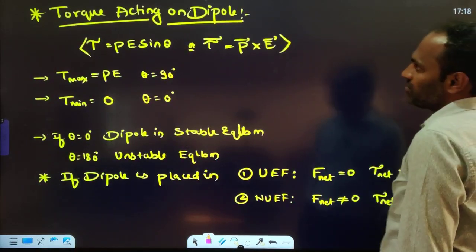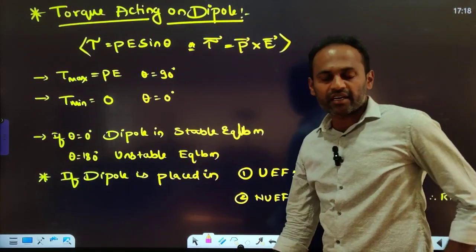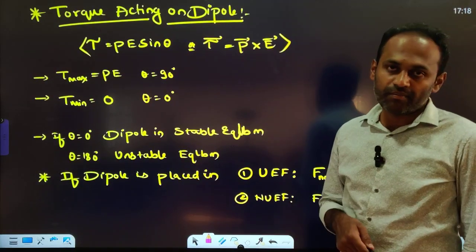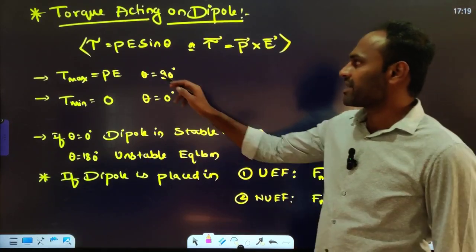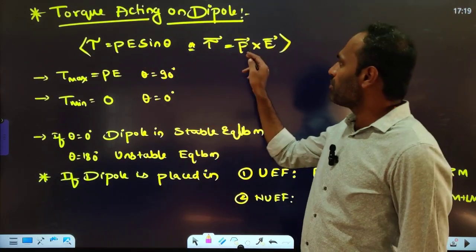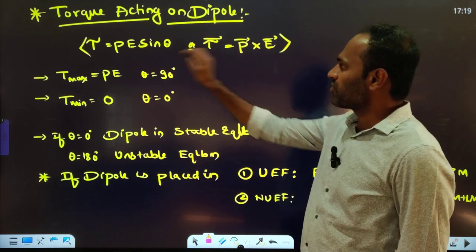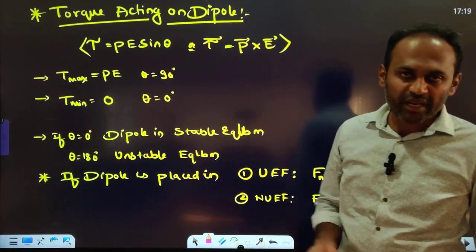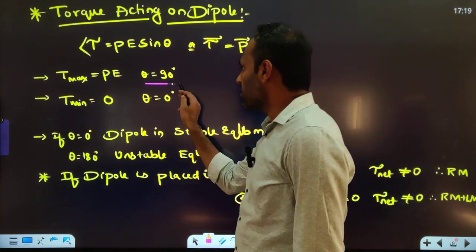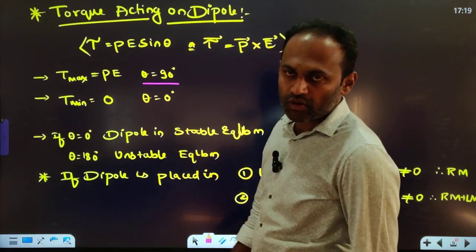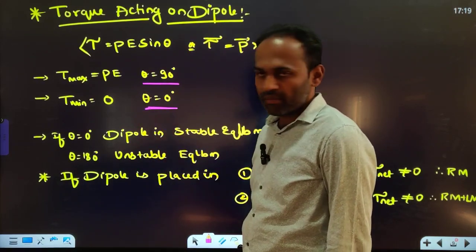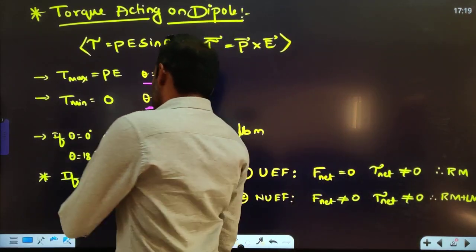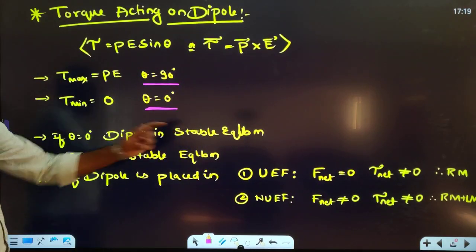Okay, we'll go for the next concept. Torque acting on an electric dipole placed in a uniform electric field is PE sin theta. In vector form, P cross E; the cross product will be PE sin theta. Torque is maximum when the dipole is placed perpendicular to the electric field, theta equal to 90 degrees. When the dipole is parallel to the electric field, theta equal to 0 degrees, torque will be minimum. If theta is equal to 0 degrees, the dipole is in stable equilibrium.